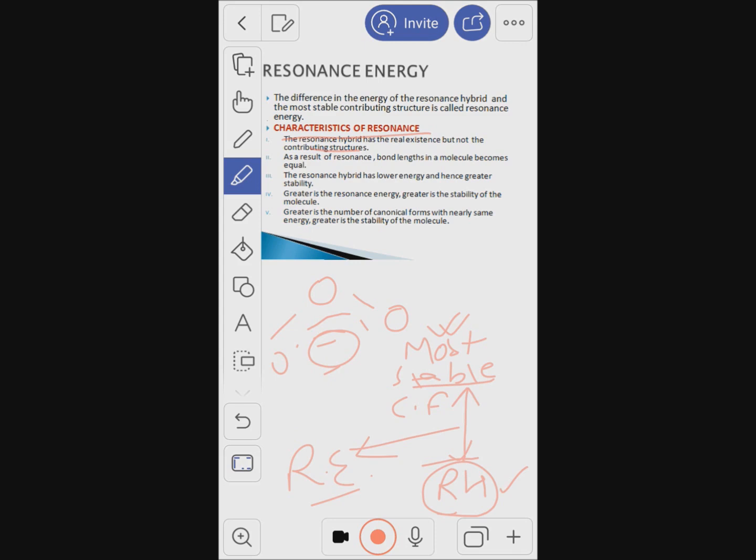Next, the resonance hybrid has lower energy. Lower energy means greater stability. Next point, greater is the resonance energy, means this energy, then stability of the molecule is also greater. Greater the resonance energy means greater is the stability of the molecule. And the next point is, greater is the number of canonical forms, greater is the stability of the molecule. If the number of canonical forms is more, means the molecule is more stable.